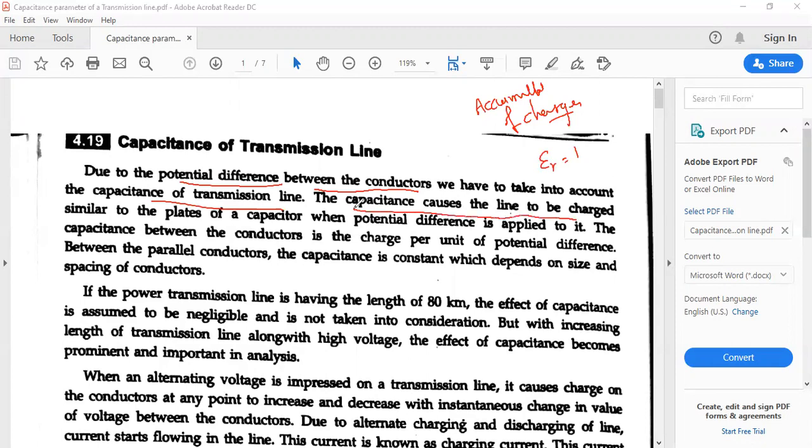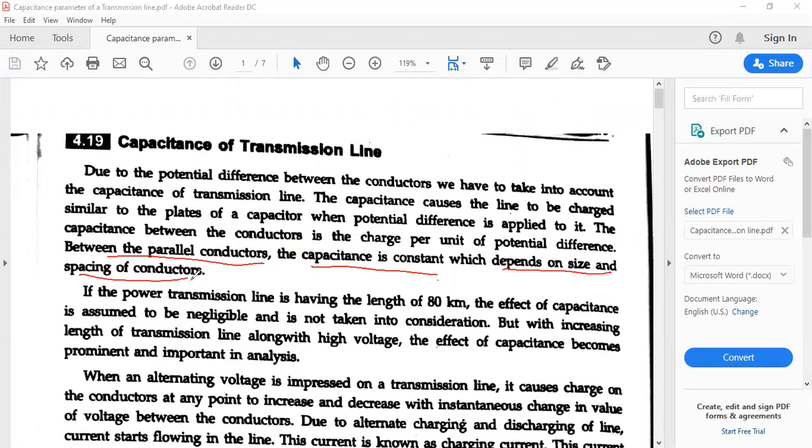So the capacitance causes the line to be charged similar to the parallel plates of a capacitor. When I take the conductor effect, you will have the charged contents of a conductor, which is quite analogous to the plates of a capacitor. When a potential difference is applied to it, the capacitance between the conductors is the charge per unit value of the potential difference. Between parallel conductors, the capacitance is a constant which depends on the size and spacing of the conductor.